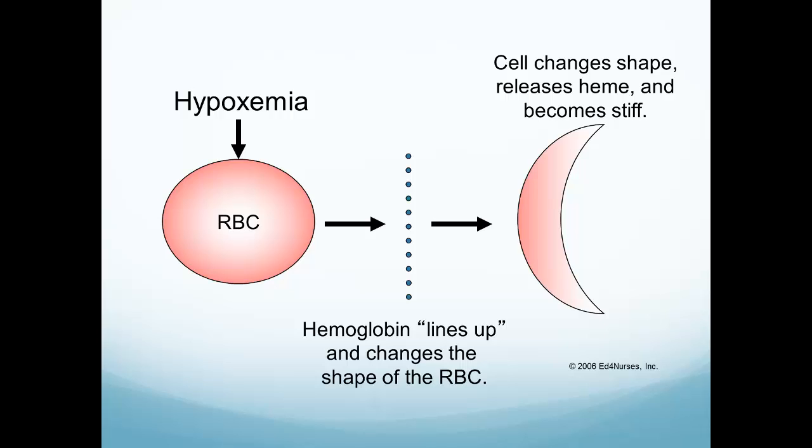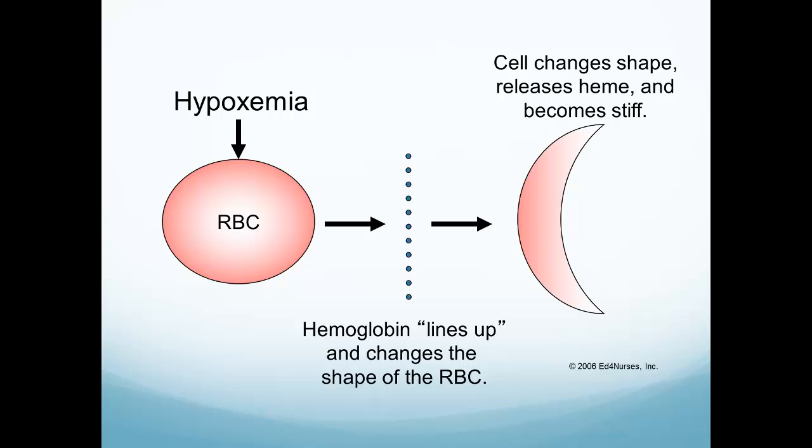Now, if we treat this at this point in time, and we get the patient some oxygen, okay, you see hypoxia is the thing causing the problem. So give the patient some oxygen at this point. We can reverse the process and the red blood cell will go back to being a nice round red blood cell carrying oxygen, etc.